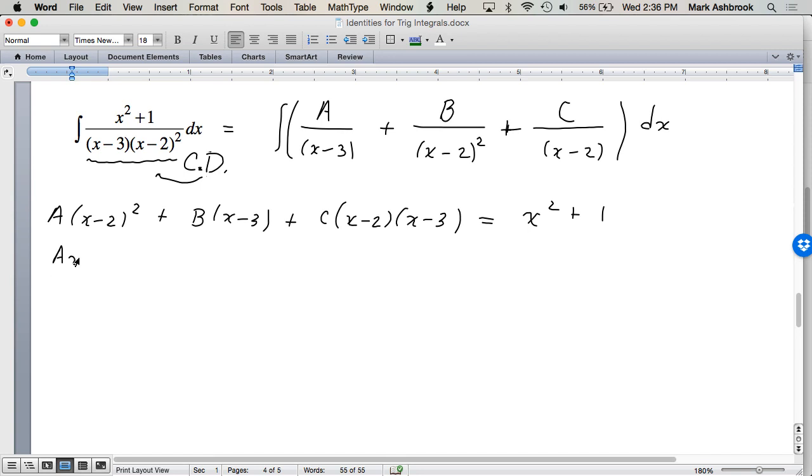I'm going to write it out fast. Ax squared minus 4xa plus 4. So I'm expanding x minus 2 squared, plus bx minus 3b, plus cx squared. What's our middle term? Is it minus 5x? So if I make a mistake, please tell me, because this can dig a bad hole that'll waste a lot of time. Plus 6c. How did I do? I think I did okay. Equals?